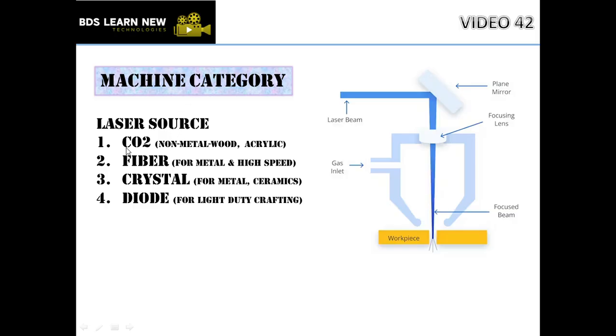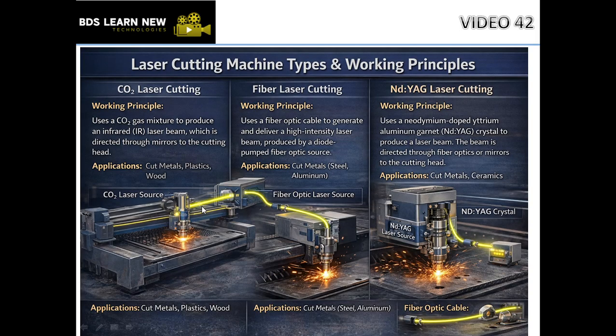We have CO2, which is used for non-metal, wood, and acrylic cutting. We have fiber, which is for metal and high speed cutting. Then crystal for metal and ceramics. Then diode for light duty crafting. So now we have laser cutting machine types and working principle.